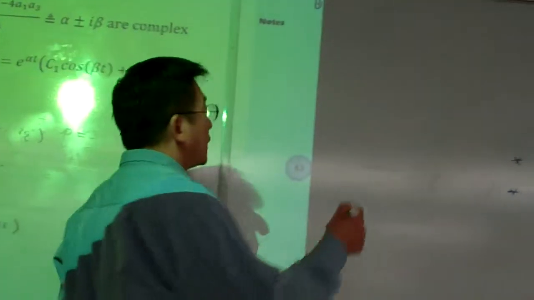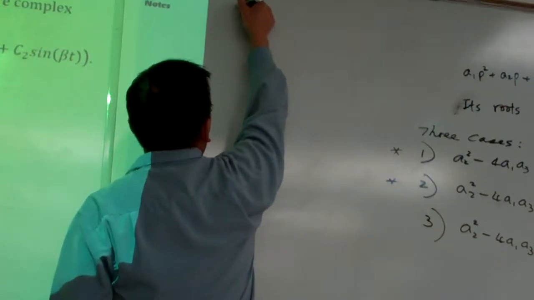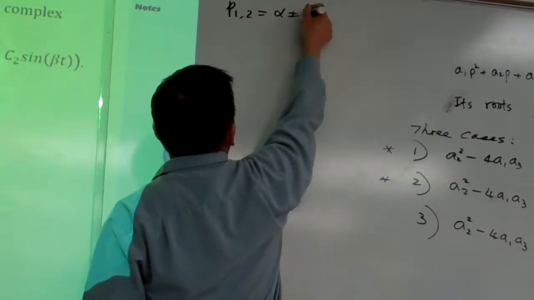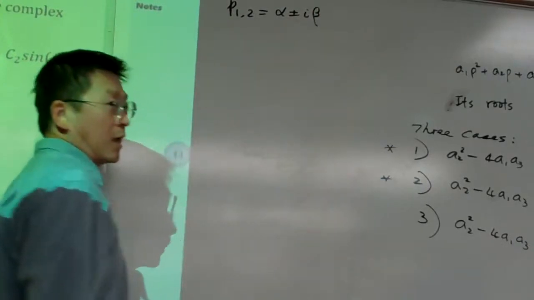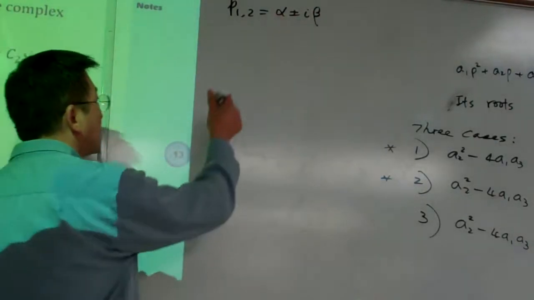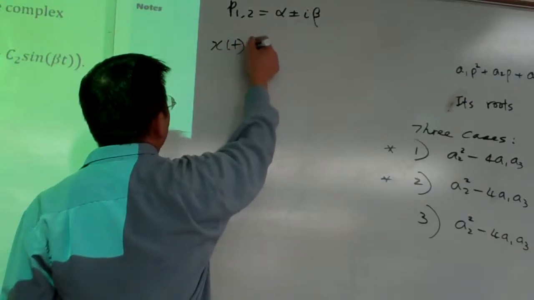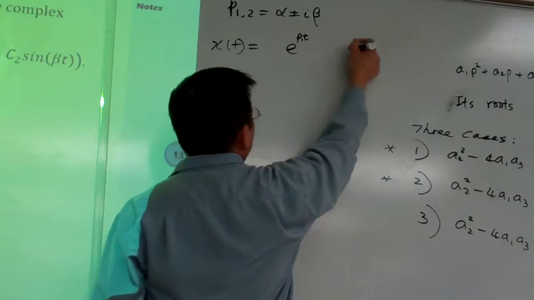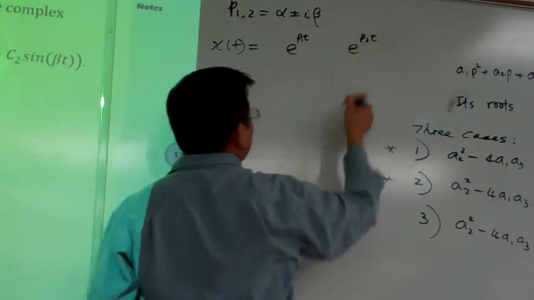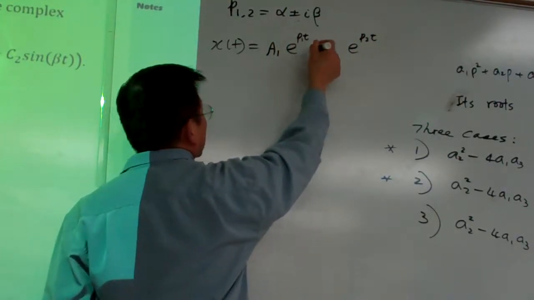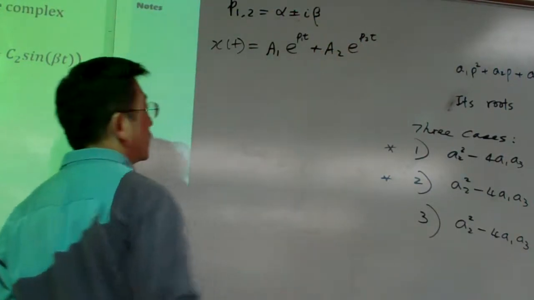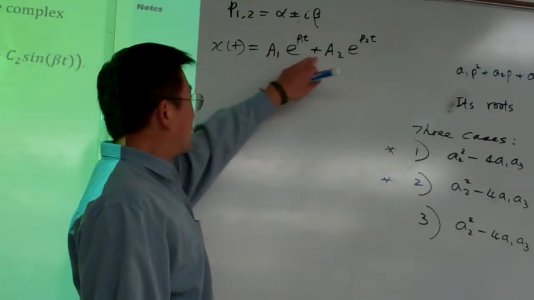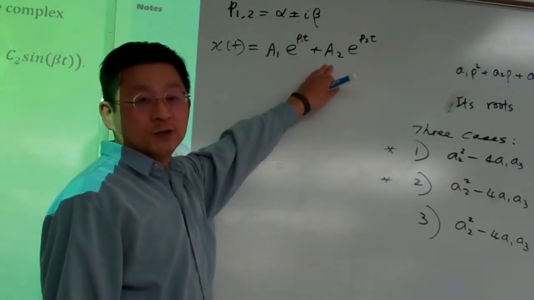So right now, the characteristic roots p1, p2 equal alpha plus minus i beta, the complex numbers. And again, our result still takes this form. Again, we have e^(p1 t), and we have e^(p2 t). Again, this is a linear system, so we take the superposition and superpose the possible solutions together. And again, A1, A2 are determined by initial conditions here.